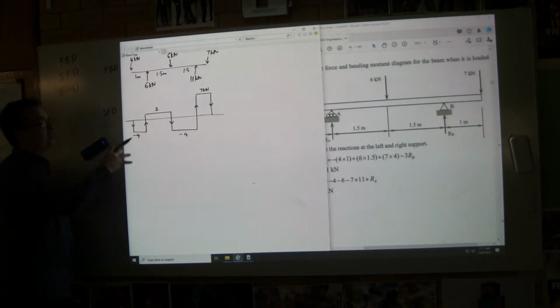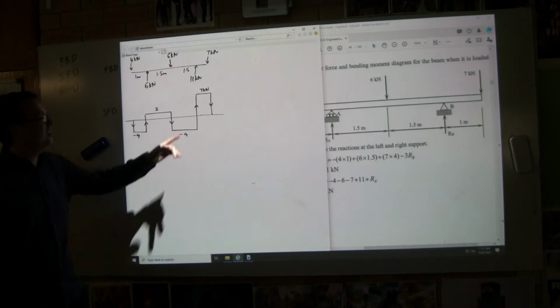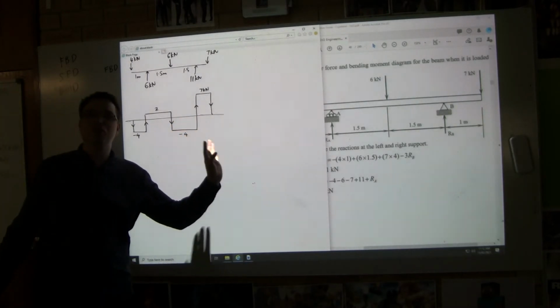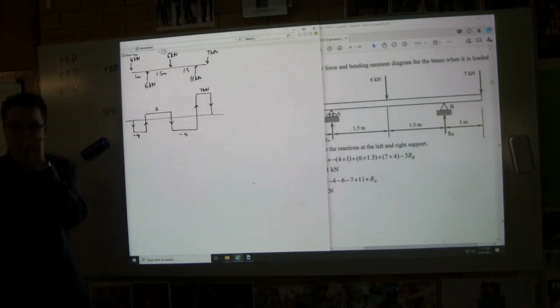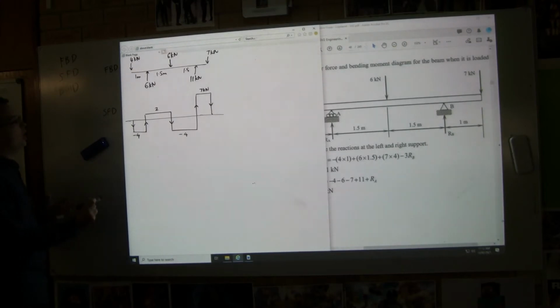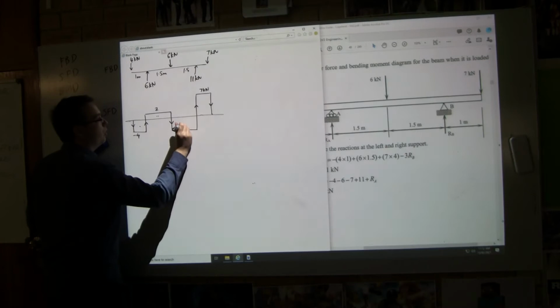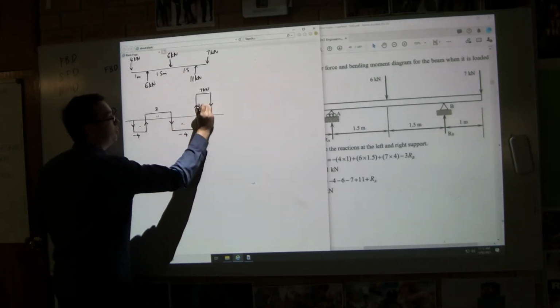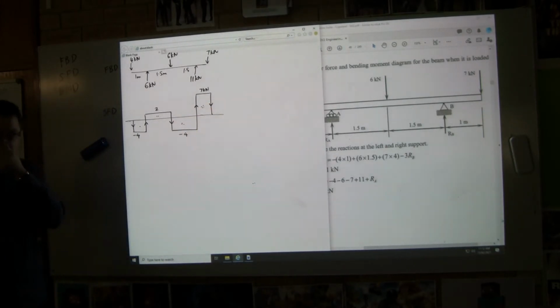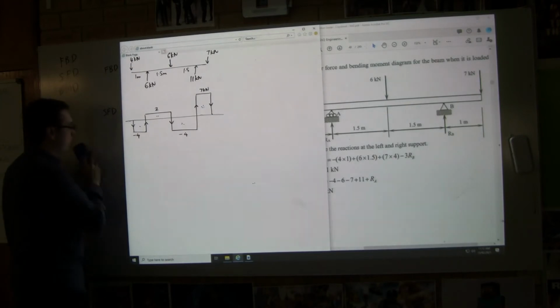Anyway, so it's a bit of a roller coaster, but in this case, maybe they stopped just close enough to end back at 0 and not in the negative. Okay, so I've done our shear force diagram. We're going to call this 1, 2, 3, and 4. Okay, so we're going to do our bending moment diagram.